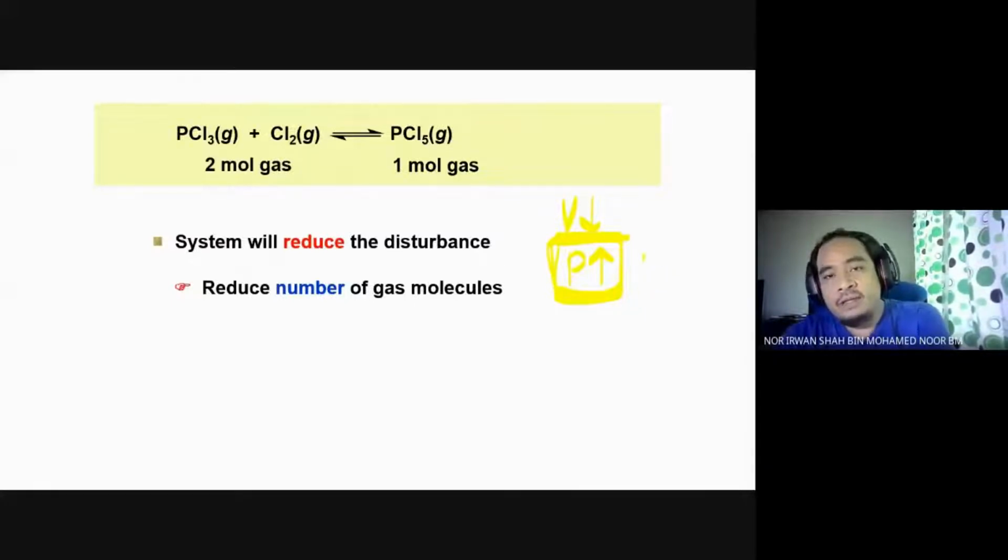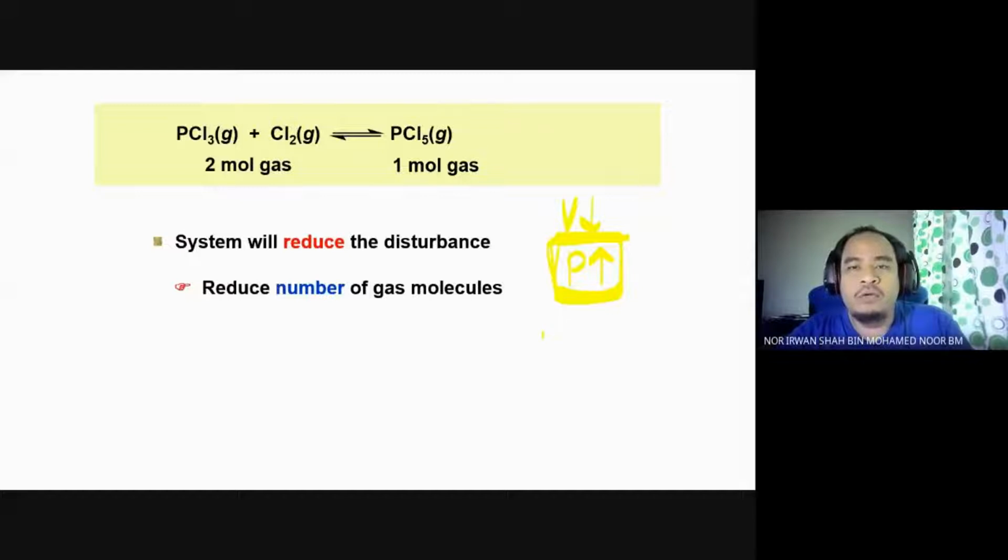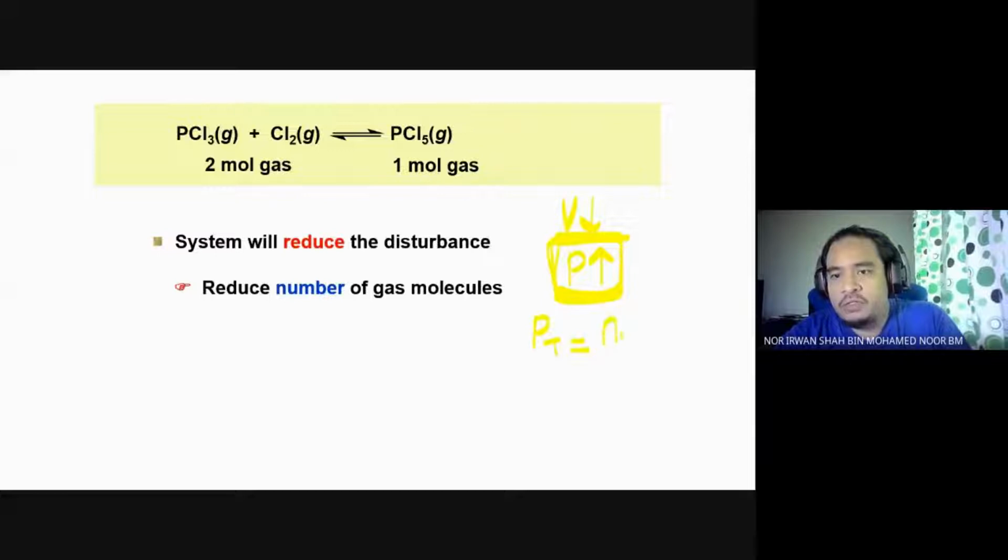The system can't change the volume because we have compressed the gases. So in order to reduce the pressure with the same volume, what will the system do? The system will reduce the number of gas molecules. Why? If you look at the ideal gas equation, P total equals N total times R times T over V. Right now, volume can't be changed because volume is already decreased.